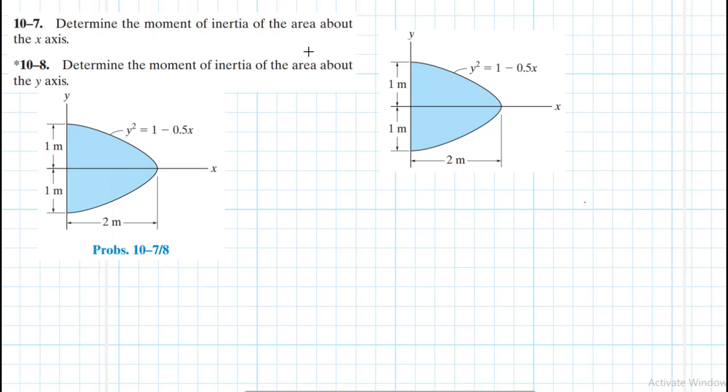We are going to be solving this engineering mechanics problem. The problem reads: determine the moment of inertia of the area about the x-axis as well as the y-axis. This problem is coming from the Engineering Mechanics: Statics textbook, 13th edition by R.C. Hibbeler. So let's briefly discuss what moment of inertia is.